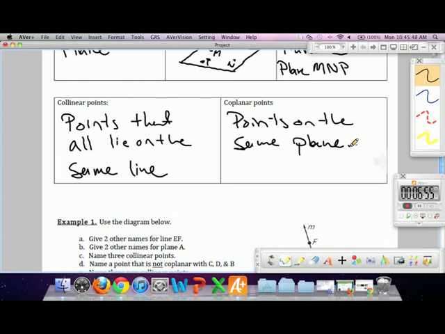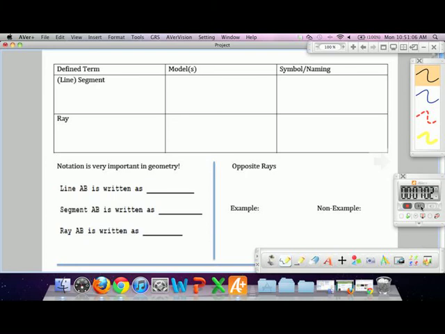Okay? A line segment is two points and every point between them. That should make sense. We think of a line segment, we think of a chunk of a line, a segment of a line, or a part of a line. Two points and all the points between them.